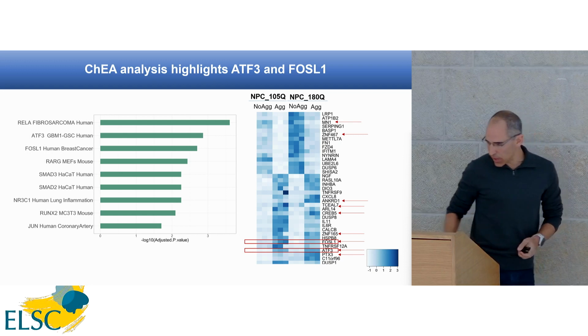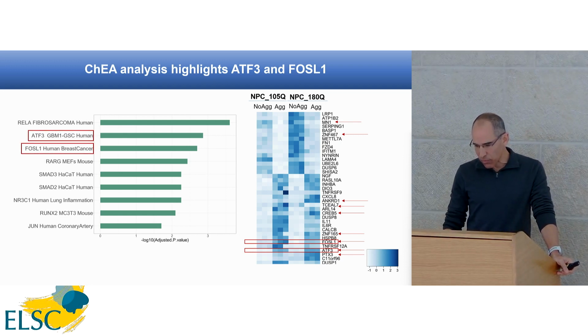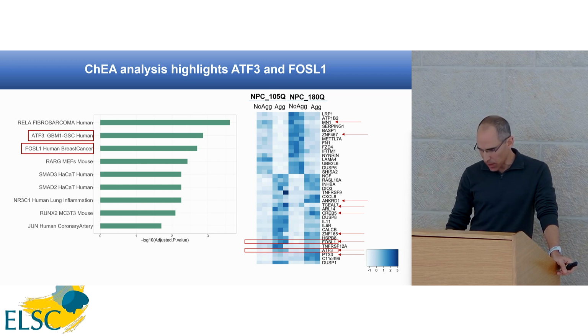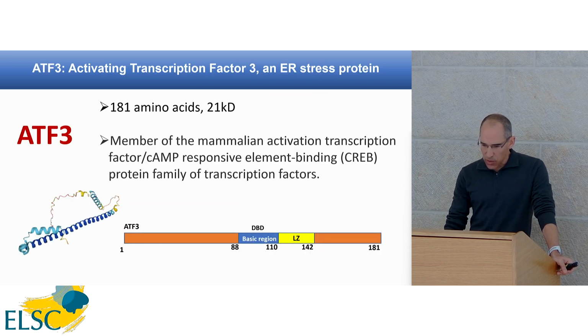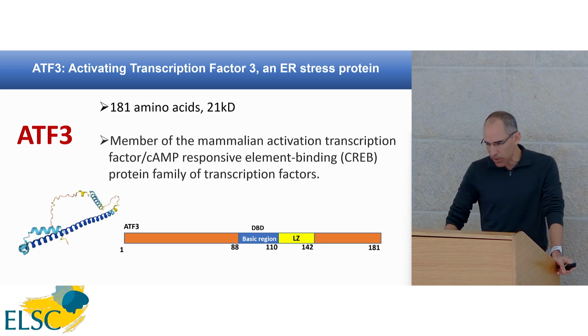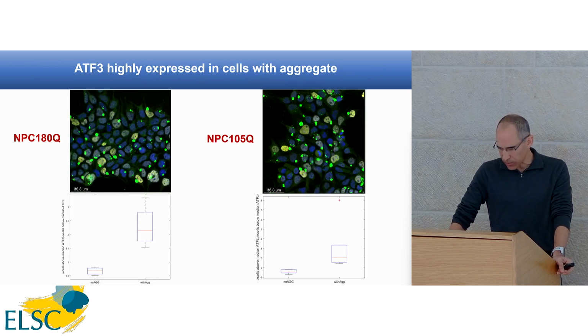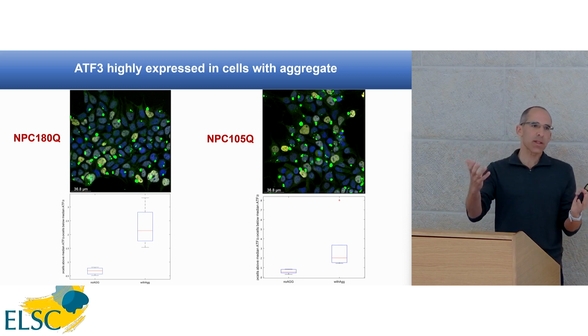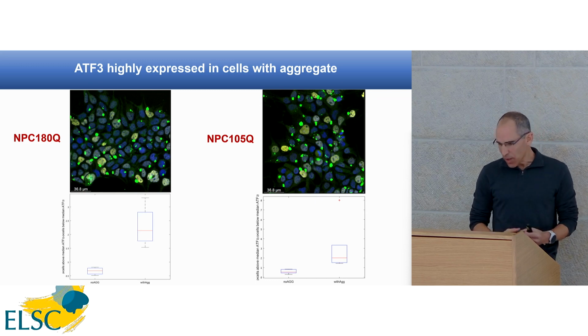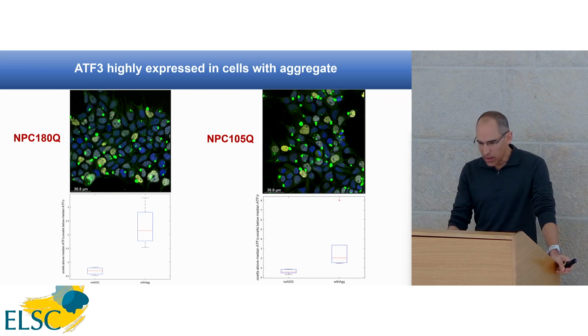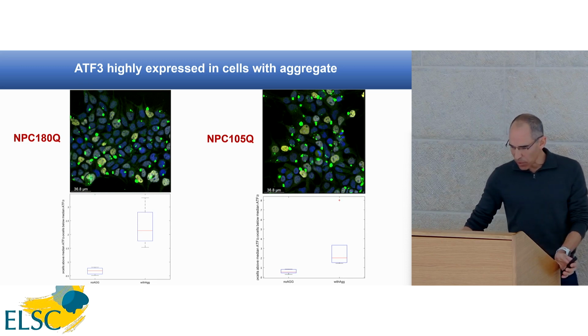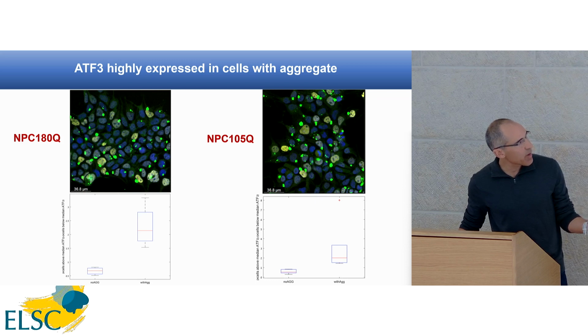Two of these were in our data set, ATF3 and FOSL1, ATF3 being the top gene and also one of our top overexpressed targets. It's actually a very well-studied protein. It's an ER stress-related protein, activating transcription factor 3, a small protein, nice to work with. It belongs to the Krebs family of transcription factors and is usually an activator. And nicely, as we found it in our cells that show the poly-Q, if you just look simply by immunostaining, you can see that cells with poly-Q have high levels of ATF3 and vice versa.